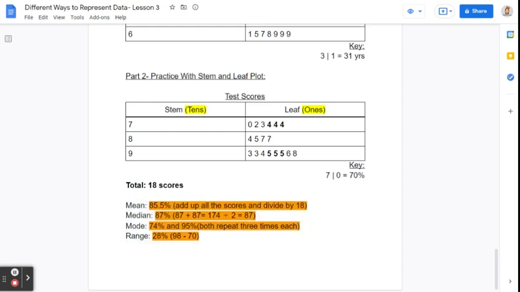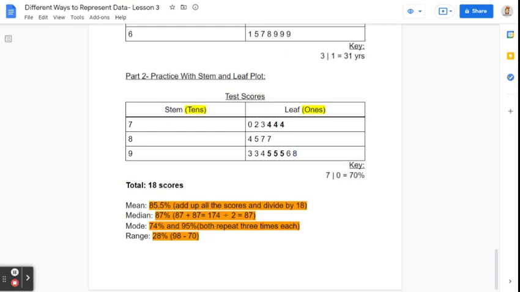So mean, you have to add up all the scores and divide by the number of numbers, in this case 18. And you get 85.5%. To find the median, you have to put them from least to greatest. And another pro of a stem and leaf plot is it already puts the data from least to greatest. So from 70 to 98.